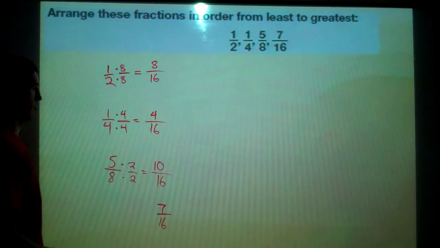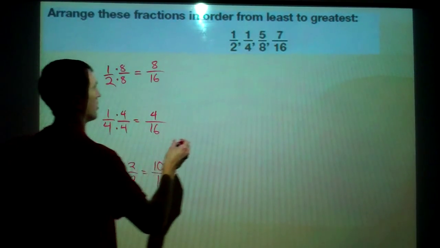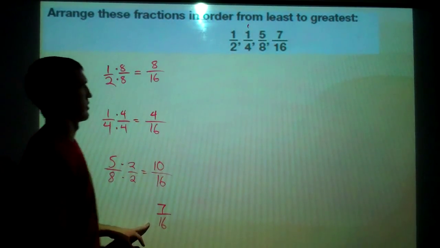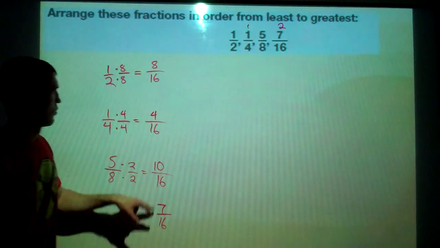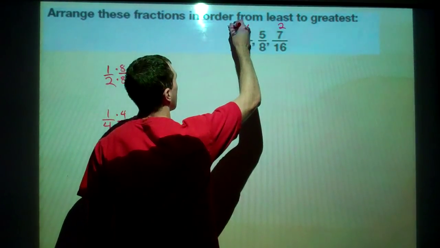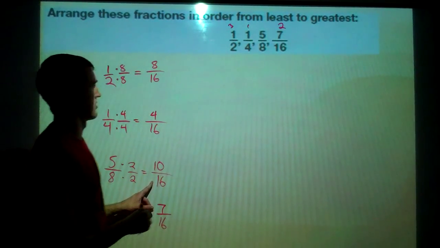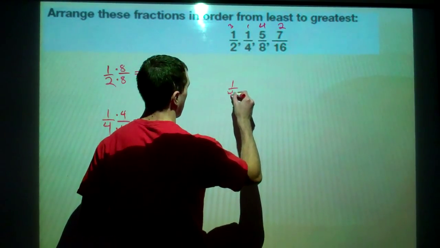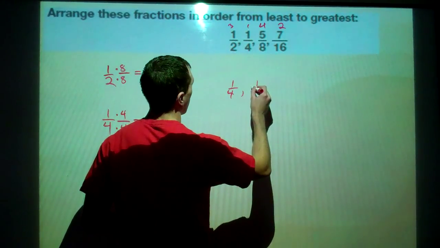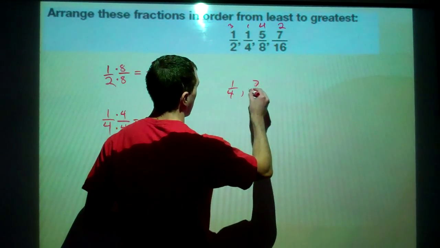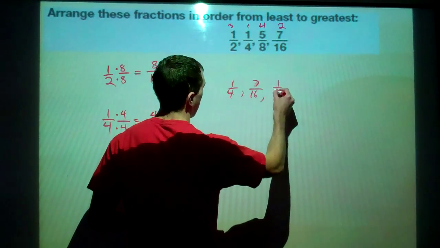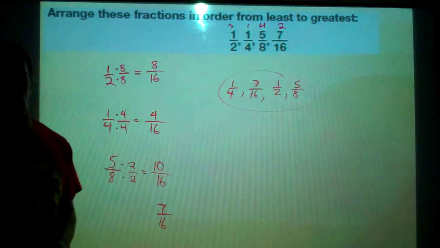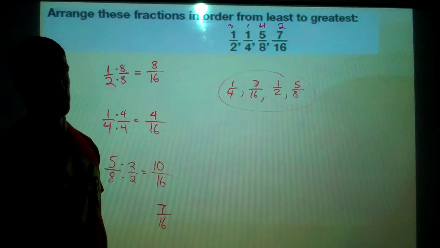Smallest one will be 4 out of 16. So here's our 1 to 1/4. Our next one, 7 out of 16, 2. Next one, 8 out of 16, 3. And our last one, 10 out of 16, 4. So the correct order, 1/4, 7 over 16, 1/2, and 5 out of 8. That is our correct order there. So, common denominator is an important thing there.